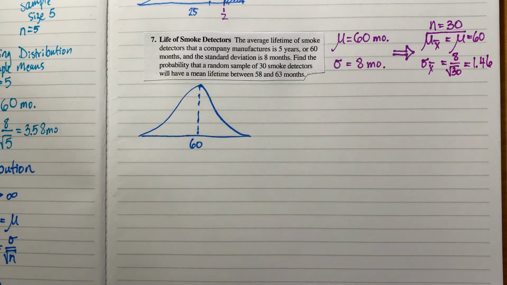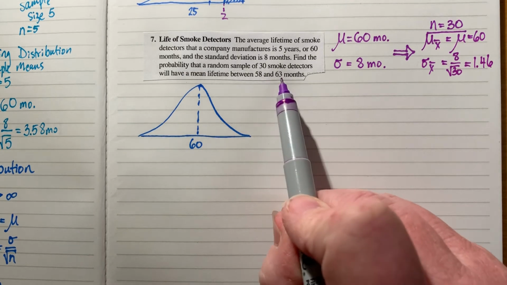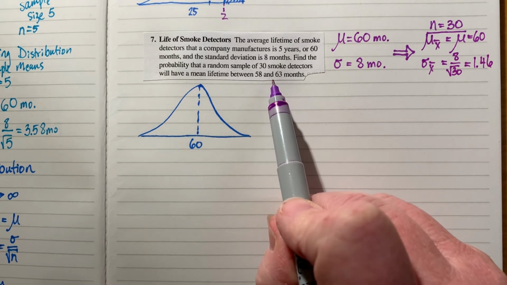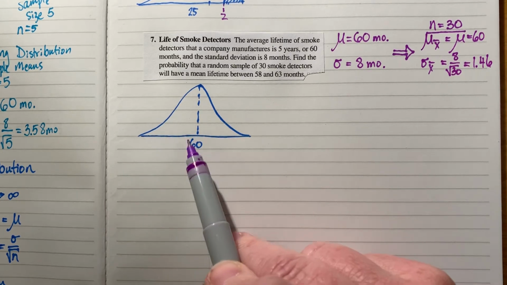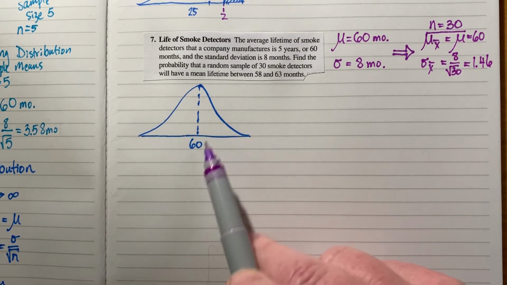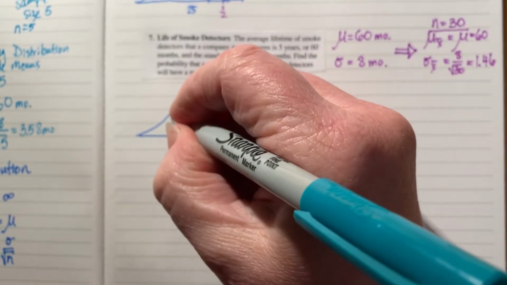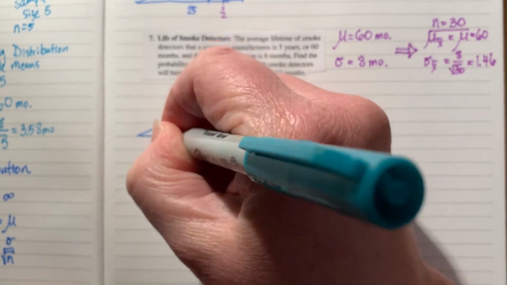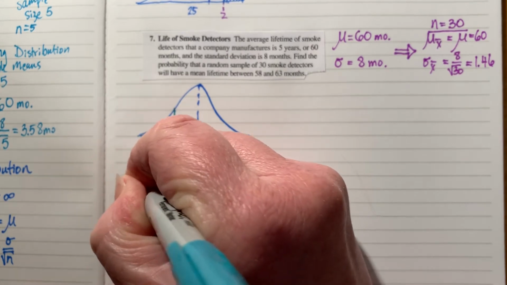And now they ask me, what is going to be the probability that it's going to be between 58 and 63 months? Well, I need to know where is 58 months. I know it's on the left, but I don't know exactly where it is. And I know 63 is somewhere here. So let's do this step by step. Let's just stick 58 somewhere here. This is going to be my first z-score, this 58, right? This is going to be my z1.